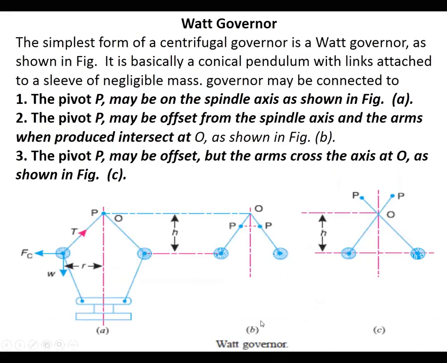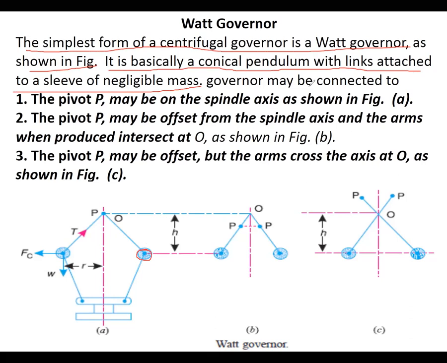See here, this is the Watt governor. The Watt governor is one kind of governor which is under the centrifugal governor, pendulum type, centrifugal pendulum type governor. The simplest form of the centrifugal governor is the Watt governor. So it is a basic and the simplest governor, as shown in the figure. It is basically a conical pendulum with links attached to a sleeve of negligible mass. So the mass is provided on the links itself.